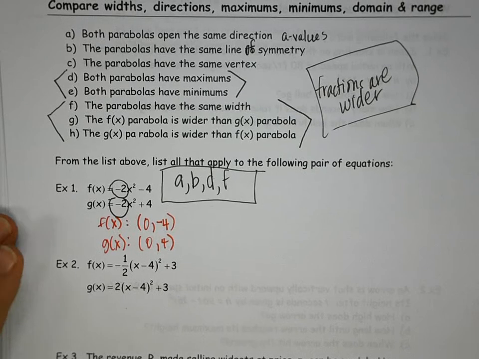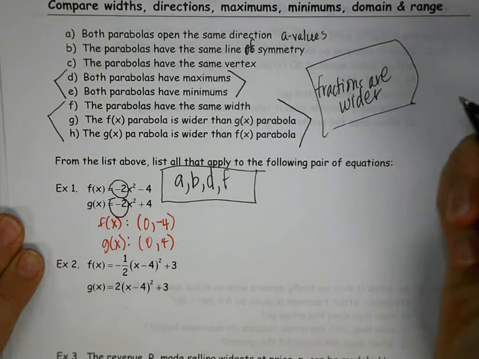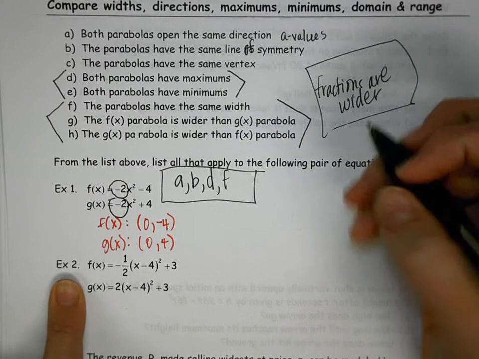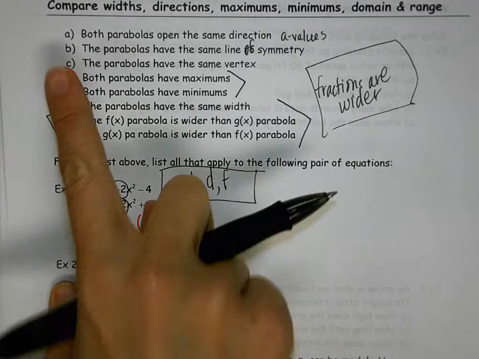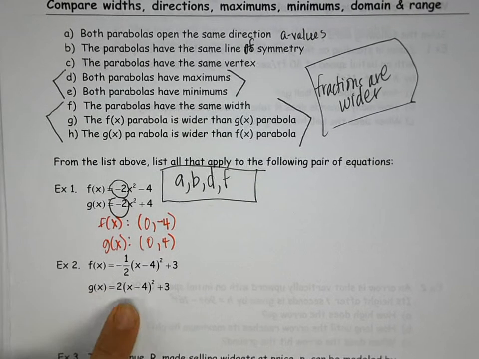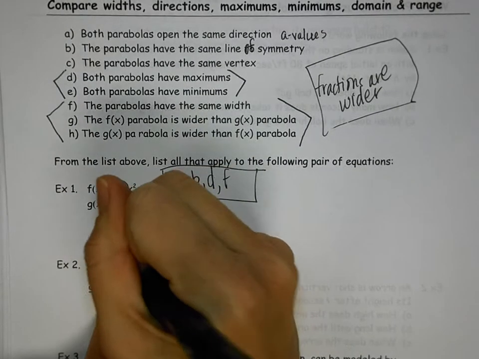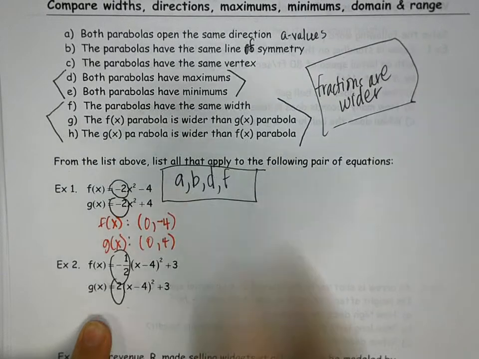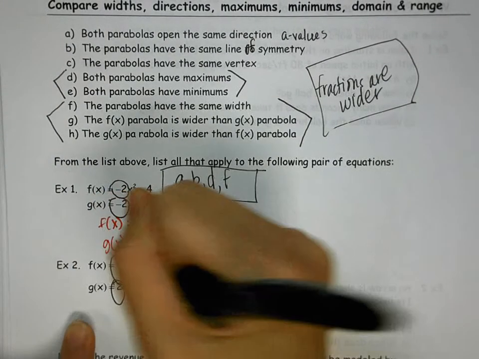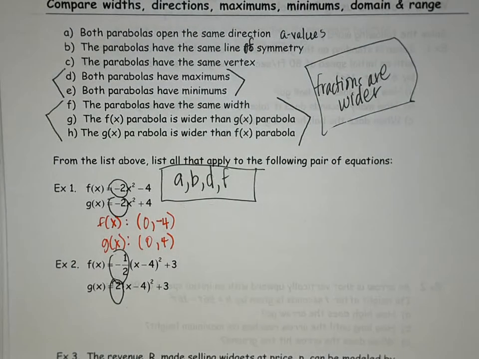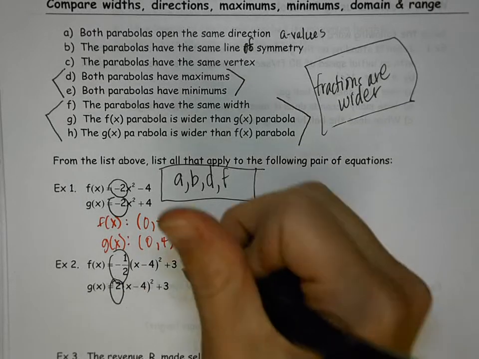Okay, I'm not going to move this up because we need to look at these right now. Okay, so on example 2, let's go through the list again. A, both parabolas open the same direction. No, because one is a negative and one is a positive. So we're not going to write A down this time. B, the parabolas have the same line of symmetry. Well, how do we check for that? Your vertex. You need the x of the vertex, but let's go ahead and write our vertexes.